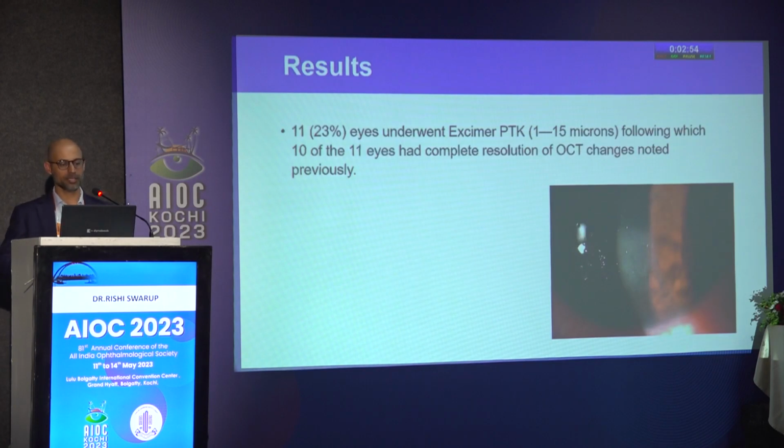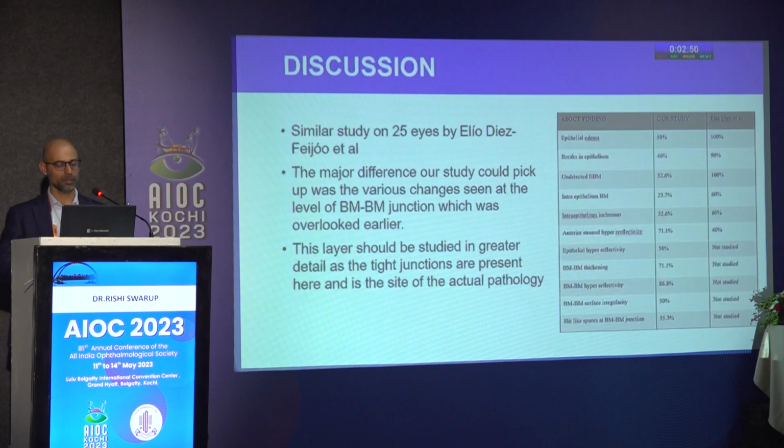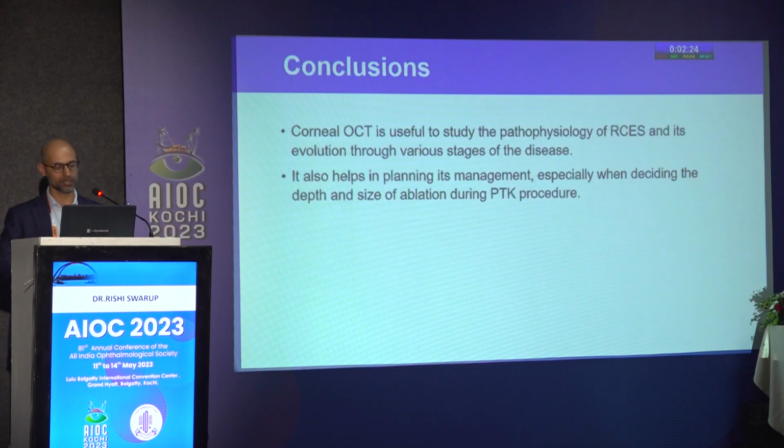11 eyes of these underwent PTK with excellent results, and 10 of them completely resolved with PTK. A similar study has been done in the past with a 25-eye study, which is the largest study before this. They described the epithelial changes and the stromal changes, but the basement membrane, Bowman's membrane changes were described for the first time in our study. So that's why I think this has some value. And of course, this should be studied in greater detail. If we can get higher resolution OCTs, we can do those as well.